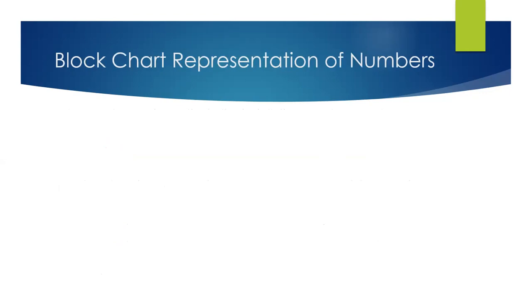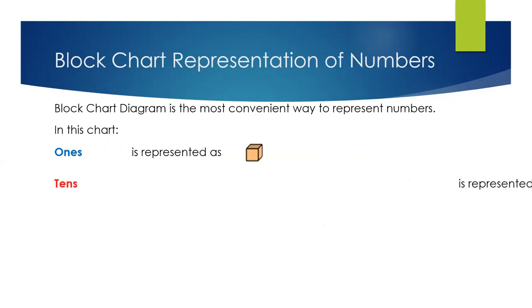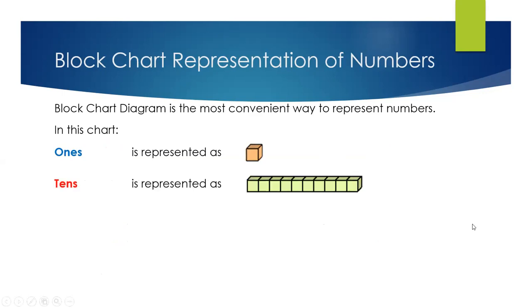And now we come to the block chart diagram representation of numbers. As you have studied in the previous classes, a number can be conveniently represented using the block chart diagram. So in this chart, we will use some symbols for representing different place values. For example, ones will be represented here as a single cubic block. Tens will be represented as a bundle of 10 blocks. Here we can count them: 1, 2, 3, 4, 5, 6, 7, 8, 9, and 10.